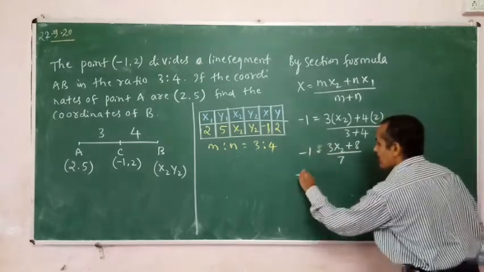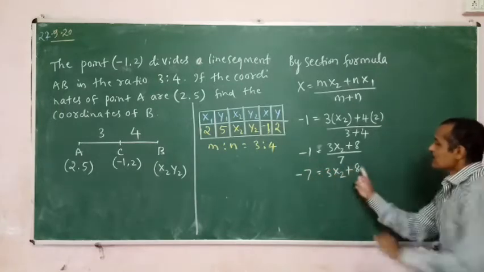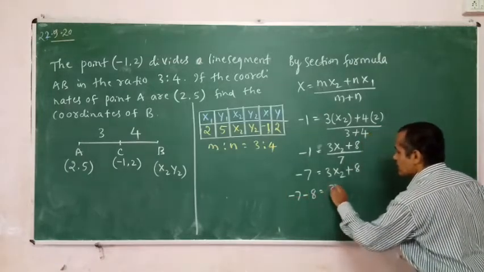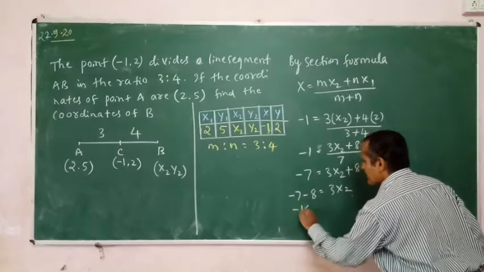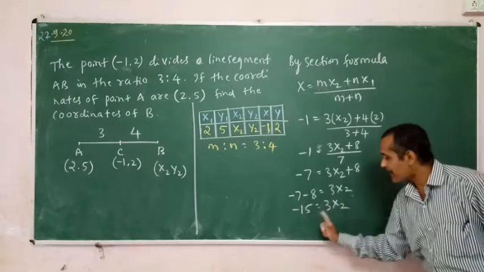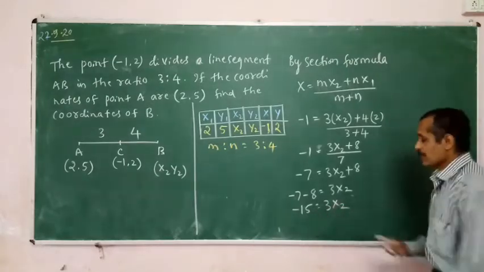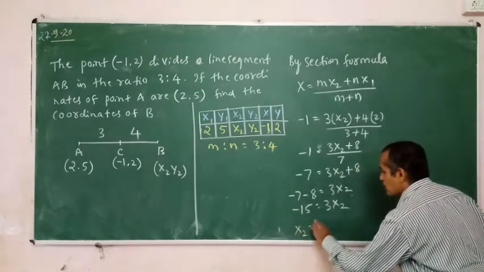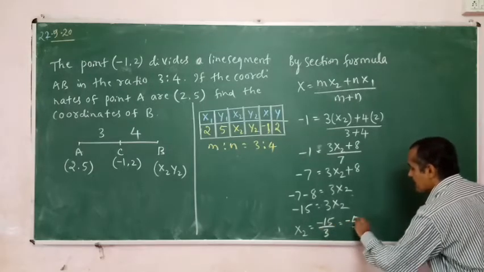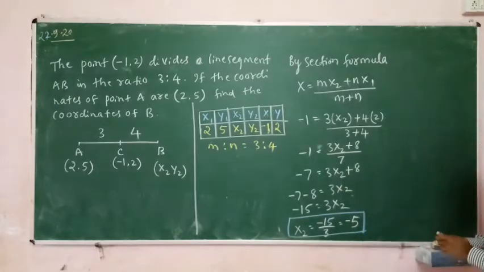Cross multiply. -7 is equal to 3x2 plus 8. Shift this 8 to the LHS. -7 minus 8 is equal to 3x2. -15 is equal to 3x2. Therefore, x2 is equal to -15 by 3. Whatever the coefficient of x2 will go to the denominator. I can say x2 is equal to -15 divided by 3, and the answer is -5. You got one value. x2 is equal to -5.